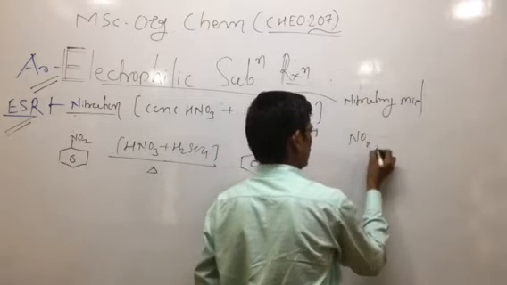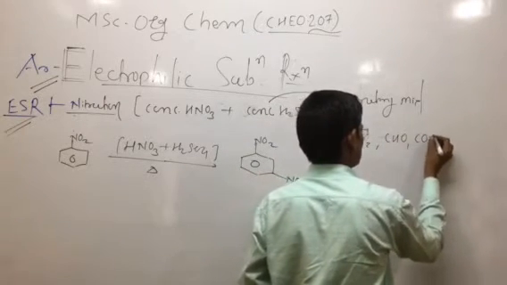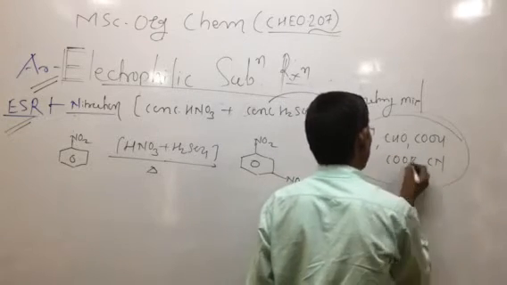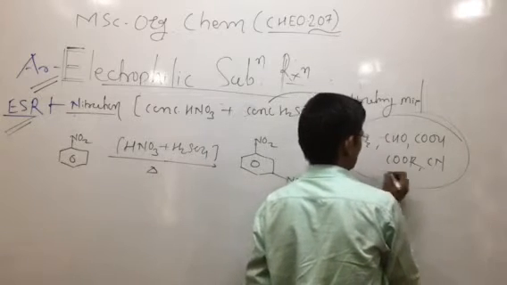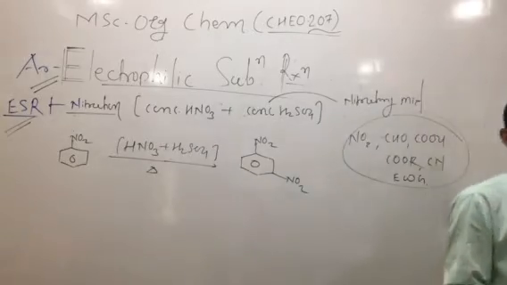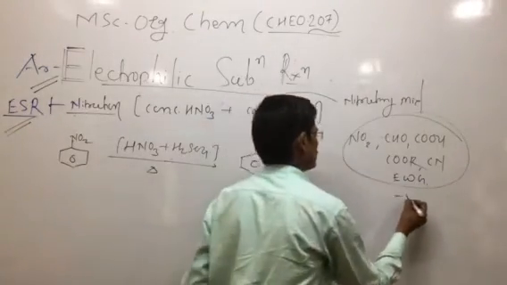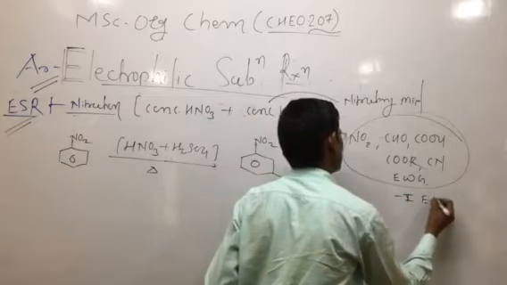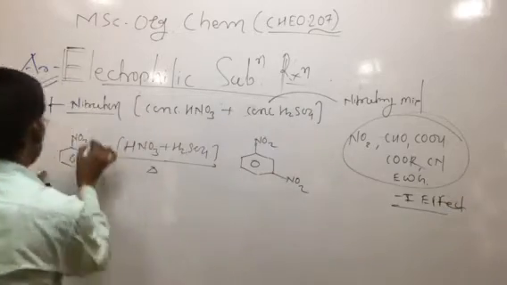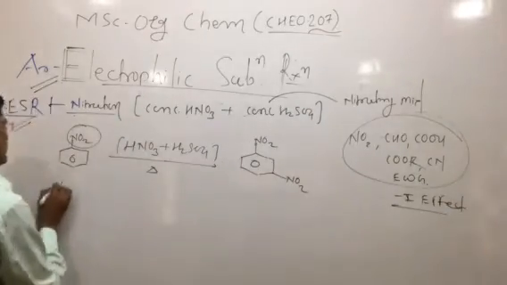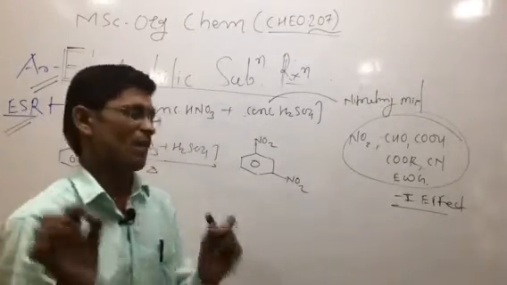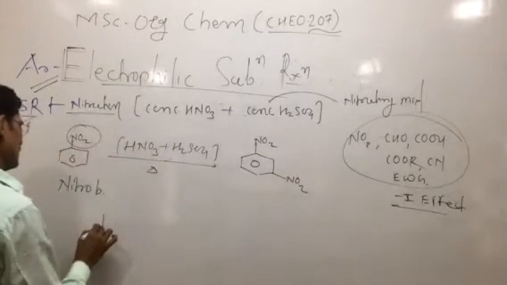NO2, CHO, COOH, COOR, cyanide is there. So these types of groups are what? Ester, acid, aldehyde. These types of groups act as electron withdrawing groups. They show the negative inductive effect. It shows what? Minus I effect. It shows minus I effect. So this is what, whenever the electron withdrawing group is present on the benzene nucleus, this is the nitrobenzene, electrophilic substitution reaction is carried out at meta position. Why this meta position?